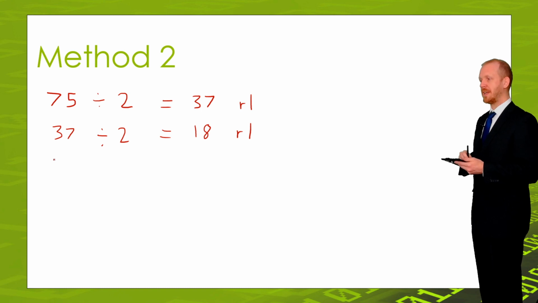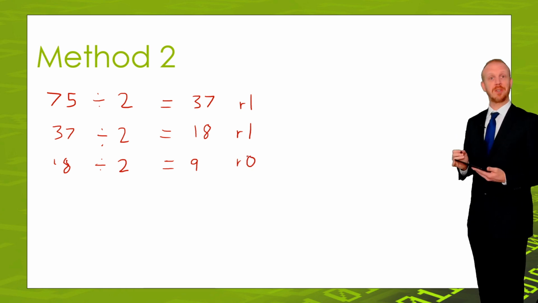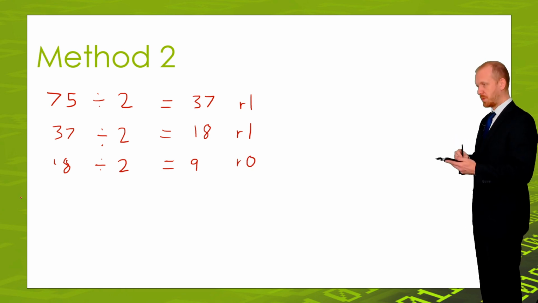Then we take that 18 and we divide that by 2, and that will leave us with 9, but this time no remainder, because 18 does evenly divide by 2 without leaving any decimals. We'll take that 9 and we'll divide that by 2, leaving us with 4 and 1 remainder.